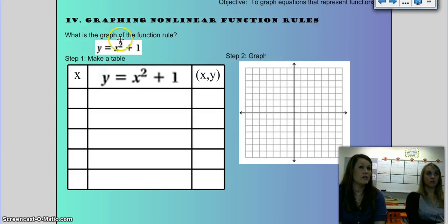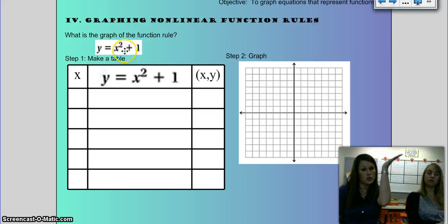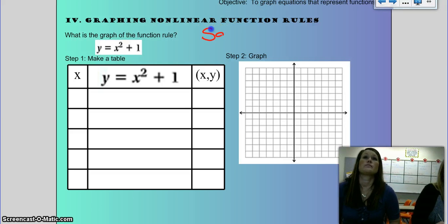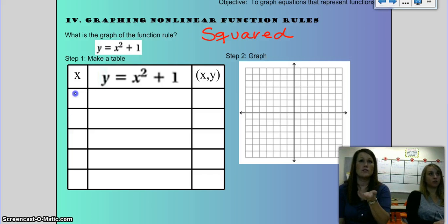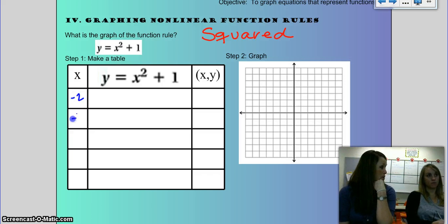Okay, this one is squared. It's not absolute value, but I'm guessing it's going to make a different shape than a straight line. So we'll just write squared up here. That other one was a function because each input had exactly one output. But it was not a linear function. Right. So this is also a function, but it may or may not be linear. So -2, -1, 0, 1, 2. Plop those in there.